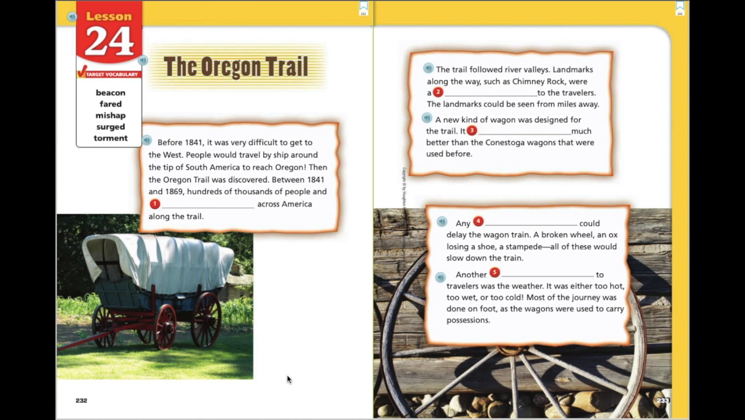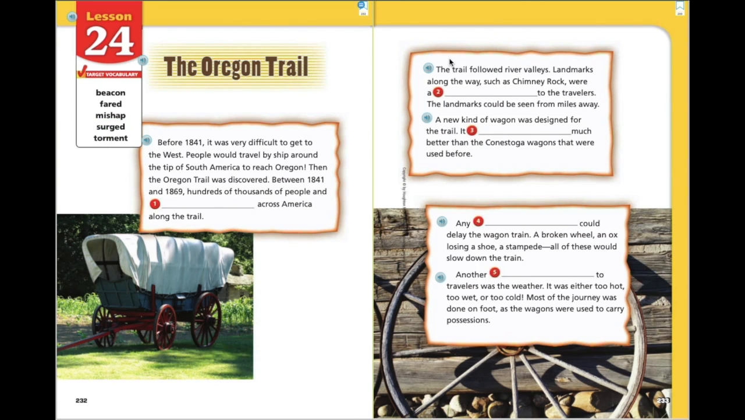Okay, so let's talk about these together now that you've tried it on your own. So I'm going to read each one for you. Follow along with me. Before 1841, it was very difficult to get to the West. People would travel by ship around the tip of South America to reach Oregon. Then the Oregon Trail was discovered. Between 1841 and 1869, hundreds of thousands of people and blank across America went along the trail. So in this blank, you should have put surged. Surge means to move with a gathering force. So all of those people moved across America along the trail.